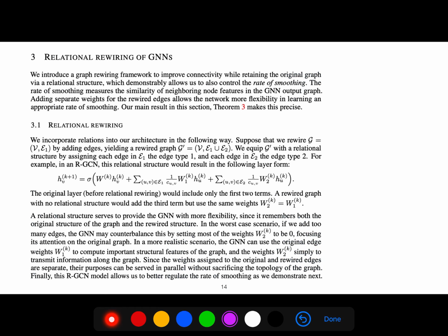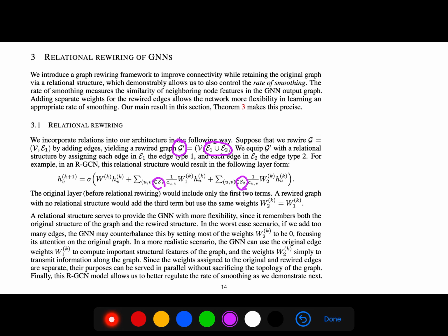So we call it relational rewiring. We incorporate relations into our architecture in the following way. Suppose that we rewire G by adding edges, yielding a rewired graph G prime that has added edges, and we equip it with a relational structure by assigning each edge in E1 the edge type 1 and each edge in E2 edge type 2, for example in RGCN. So we can decouple these edges into edges 2 and edges 1.